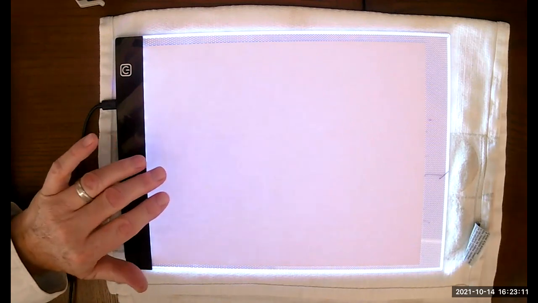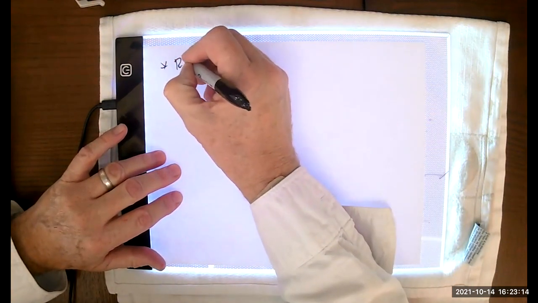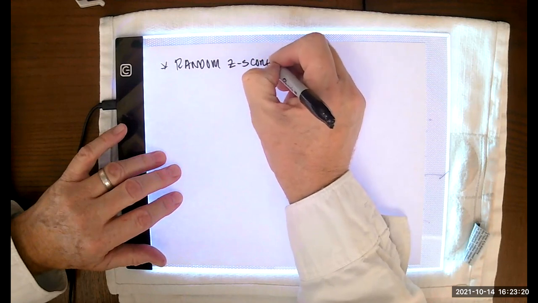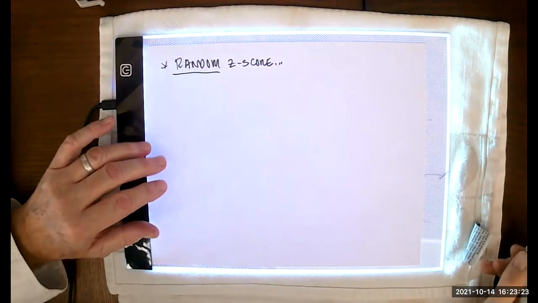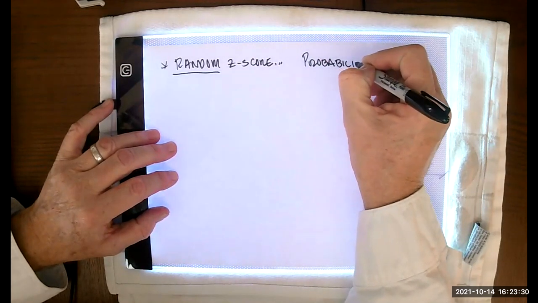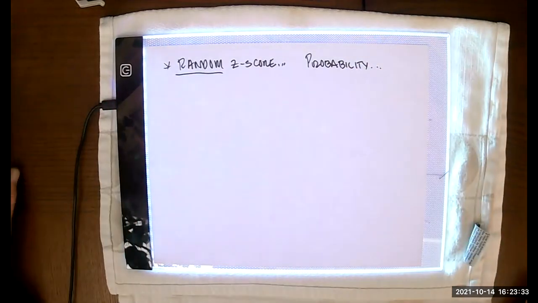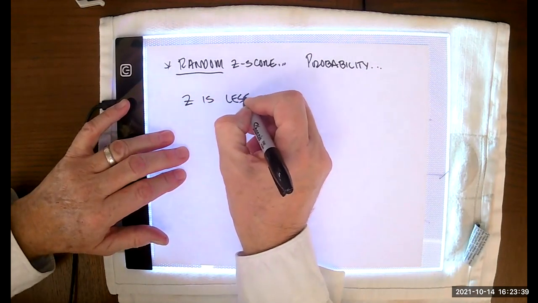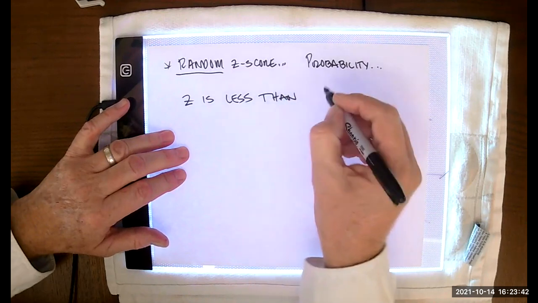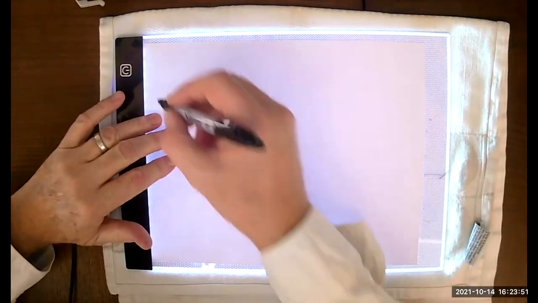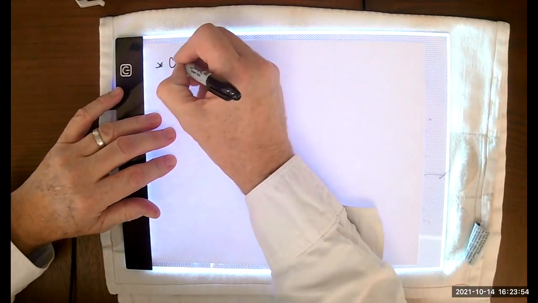Let's see. So we were going to go ahead for all these examples. We pick a random Z score. And I'm going to look for the probability, the first one, Z is less than... I was doing last night's work. Let me try that again. So, critical value, there we go.